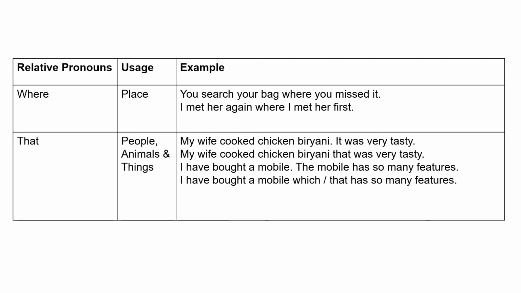Next, I have bought a mobile. The mobile has so many features. So, in this sentence, we are going to talk about the thing, mobile. I have bought a mobile. Here you can use either which or that. Which has so many features you can say, or else that has so many features you can say. I have bought a mobile that has so many features.